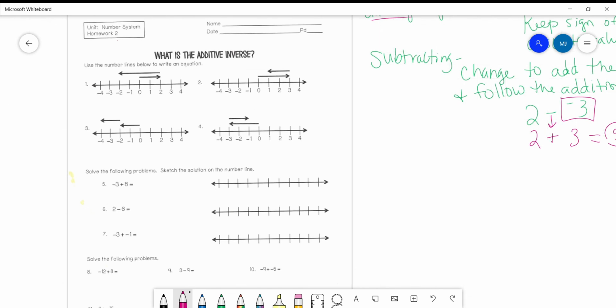So what's the additive inverse? Use the number lines below to write the equation. An equation means that it has an equal sign. So basically what they're wanting you to do is to read this number line and be able to write a problem. And so on this one, we're going from 0 to 2. This is the first number that we have to represent. It's closest to the number line, and so this is going to be 2. And it's going to the right, it's positive direction. 2 plus, the next number is this line, or that arrow, which is 1, 2, 3, 4 units to the left. So that would be a negative 4. And the answer here is negative 2.